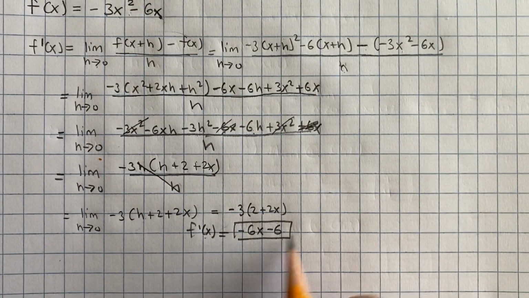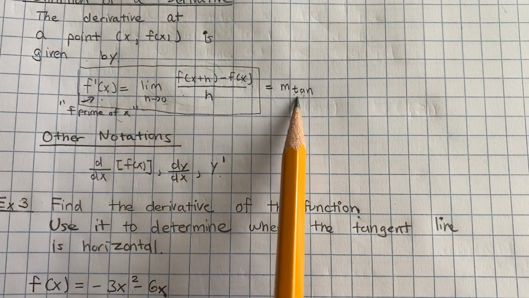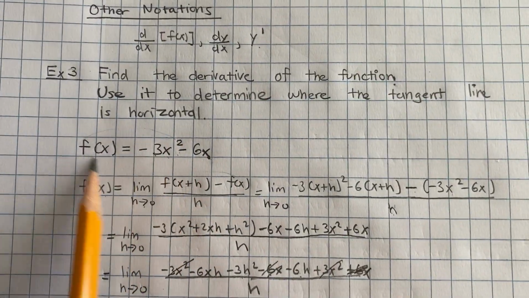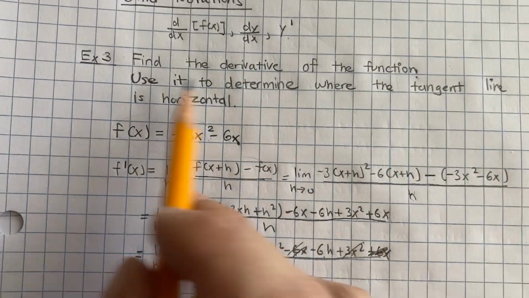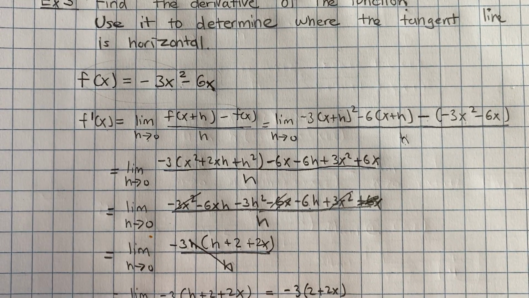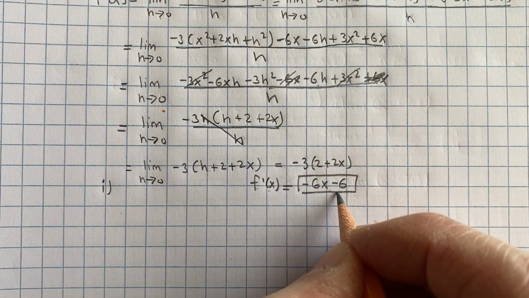And again, what does this represent? This represents the slope of the tangent line, right? The first derivative is basically the slope of the tangent line. And this will tell you the slope at any point on this particular curve. Okay, so what we've done so far is part 1, or you can call it part A. F prime of x is negative 6x minus 6.